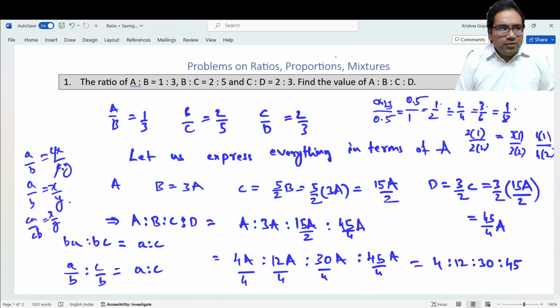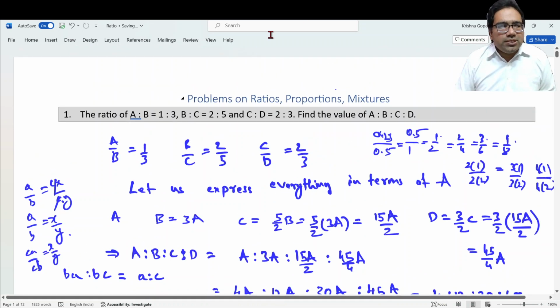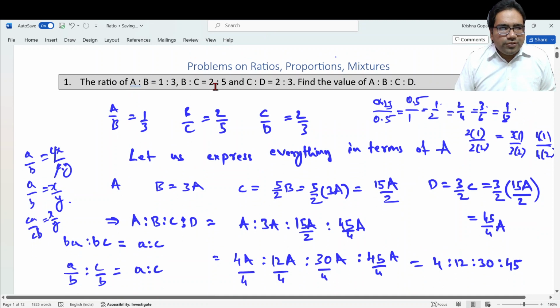Okay? Very good. Now, let's take one simple problem here. A is to B equal to 1 is to 3. B is to C is equal to 2 is to 5, C is to D equal to 2 is to 3. We have to find A, B, C, D. In such problems, we have to bring everything into common terms, everything into a common base. Let's see how we can do that. Let's try to express everything, B, C, D, in terms of A.